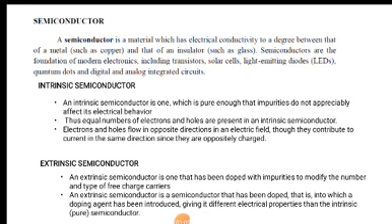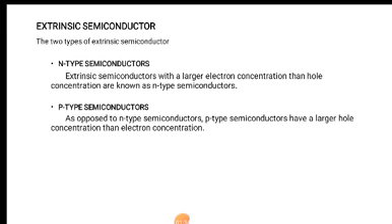An extrinsic semiconductor contains impurities. The impurities are added to the intrinsic semiconductor to modify the number and the type of free charge carriers. So an extrinsic semiconductor is a semiconductor that has been doped, which gives different electrical properties than the intrinsic pure semiconductor.